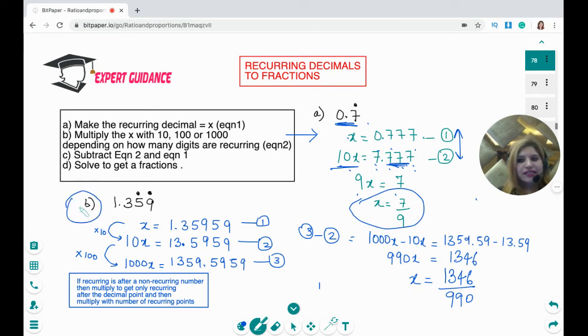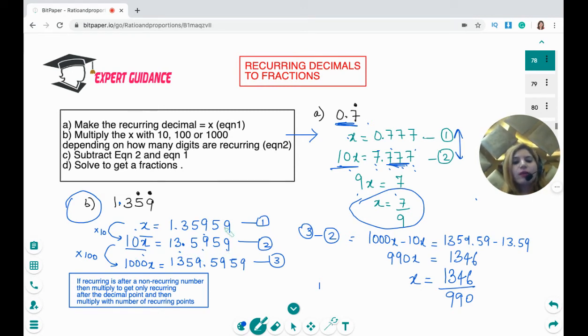Now here I have a second example where the recurring digits are two, but before that there is one number which is not recurring. So first I'll make that equal to x and multiply this so that my non-repeating digit comes before the decimal point. And since my non-repeating digit is just at the tens place, I multiplied by 10. So I'll get 10x equals 13.5959.